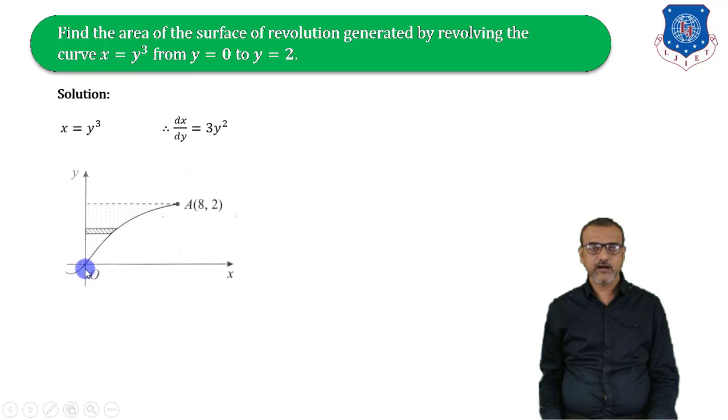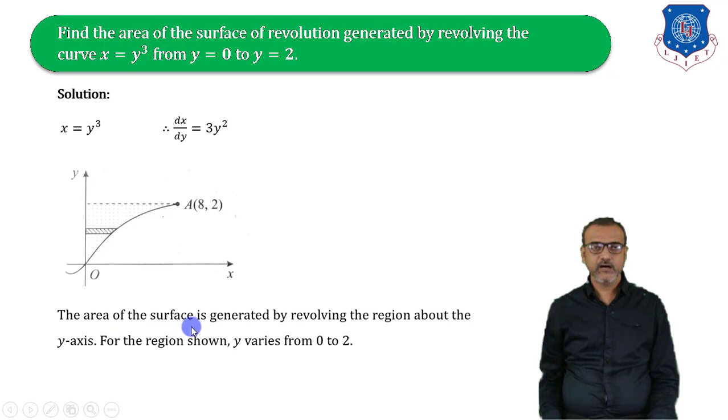Now this is the graph of x equals y cube, and this point is (0, 0), whereas this point is (8, 2). When y equals 0, replacing y by 0 in this function we have x equals 0, and when y equals 2, replacing y by 2 in this function we have x equals 2 raised to 3, so it will become 8. So we have two points, one is (0, 0) and the other is (8, 2).